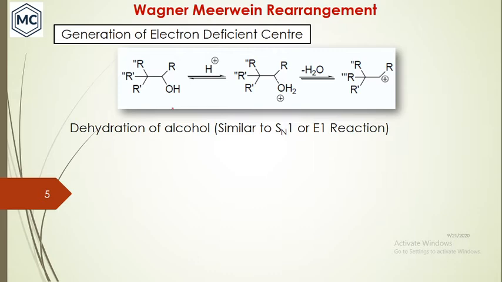So you have an alcohol here, in the presence of acid, dehydration occurs. So the alcohol gets protonated first like this, and it forms an oxonium. And from this, water gets eliminated, and it forms a carbocation. This is the first step. Then the second step is the dehydration of alcohol, which takes place similar to an SN1 or E1 reaction.